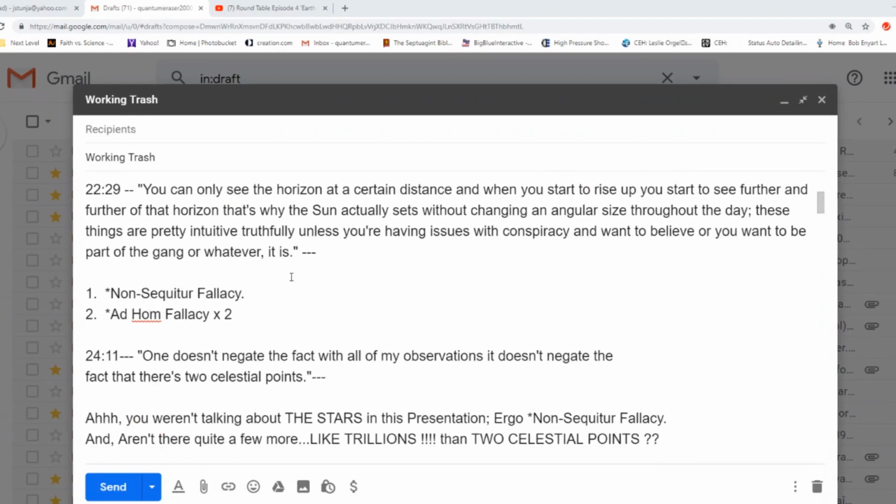2229, you can only see the horizon at a certain distance, and when you start to rise up, you start to see further and further of that horizon. That's why the sun actually sets without changing angular size throughout the day. These things are pretty intuitive. Truthfully, unless you're having issues with conspiracy and want to believe or you want to be part of a gang or whatever, this is just a simple non sequitur fallacy. It has absolutely nothing to do with the sun changing angular size. We might put that in Ballbusters again, because he's stuck with that stupid argument. And of course, your family-friendly add-on fallacy times two, right?